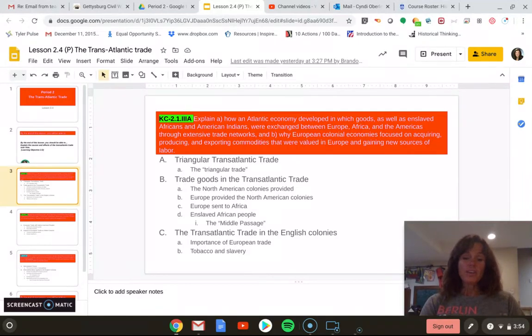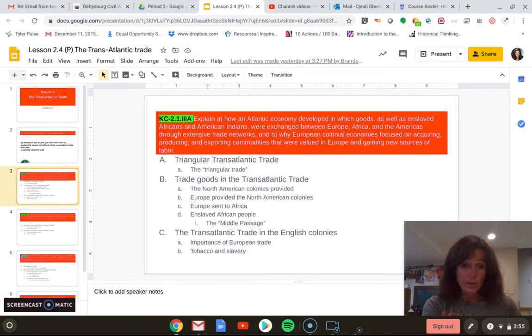So, this triangular transatlantic trade from Europe to Africa to the New World and back to Europe is the shape of a triangle. So, the trade itself is referred to as the triangular trade because of the shape that it makes. As the colonies become more prosperous, England becomes more prosperous, thus creating a vast shipping network connecting the continents.